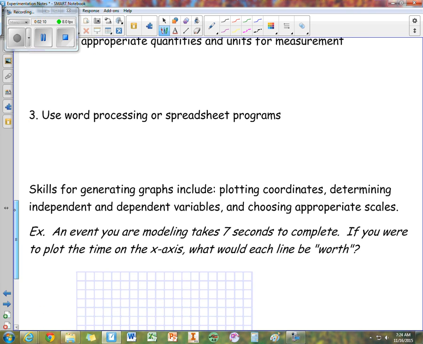Then you want to make sure you use some sort of word processing or spreadsheet program. So examples are Microsoft Excel. We're going to use a video analysis software this year called Tracker Video Analysis, or maybe Google Sheets. But you want to make sure that you're using some sort of software that helps you make graphs.